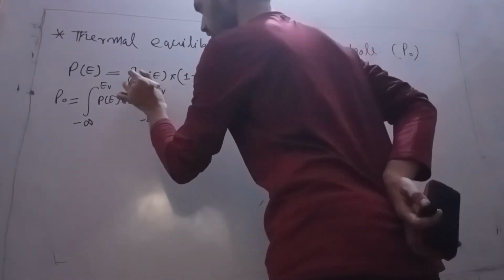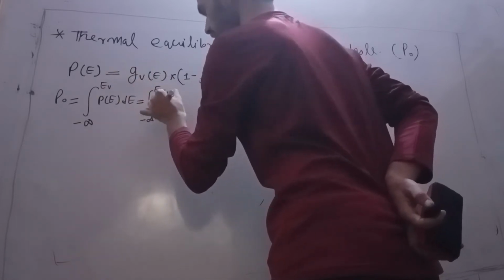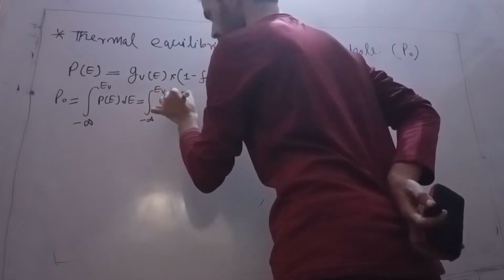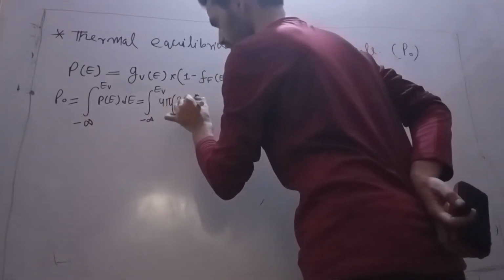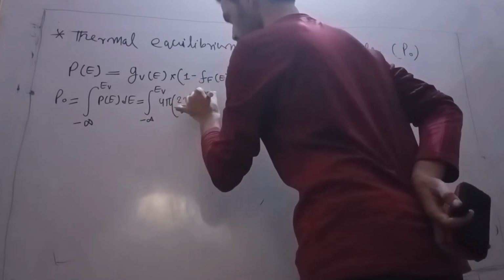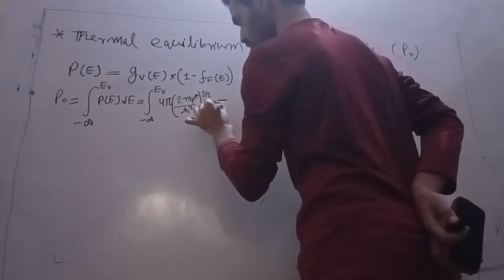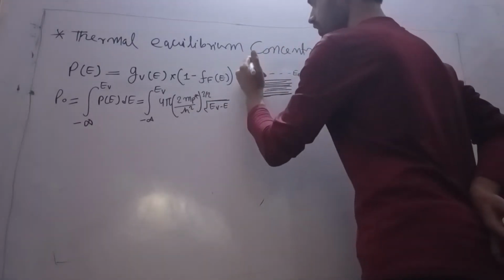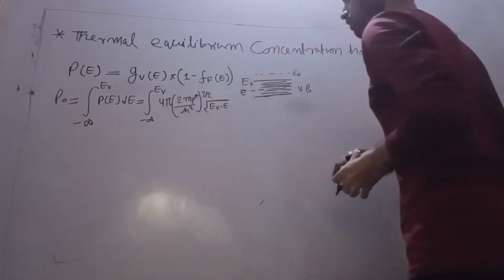GV of E is given by what? Exactly the same as for the electron, but here it is the hole. So that's why it is 4 pi into 2 MP star, the effective mass of hole, divided by h square, to the power 3 by 2, into the square root of EV minus E. Because which one is the top? EV is the top, and this energy level is below EV, so that's why it is EV minus E.